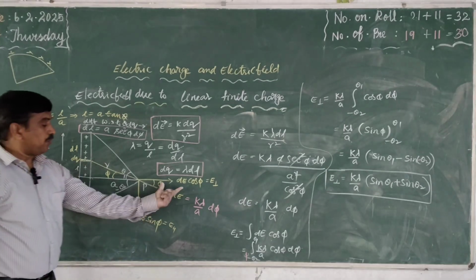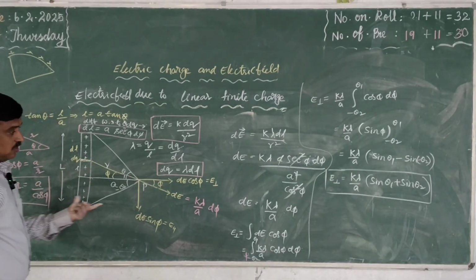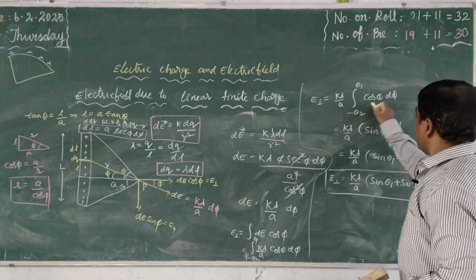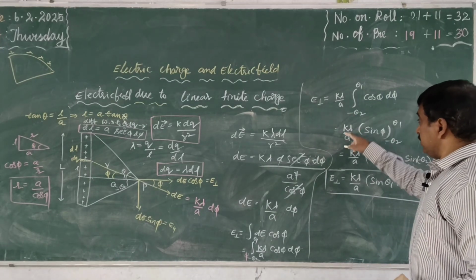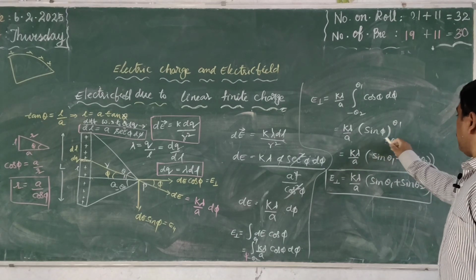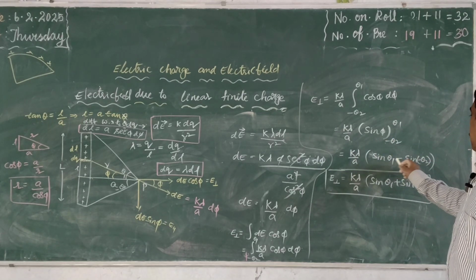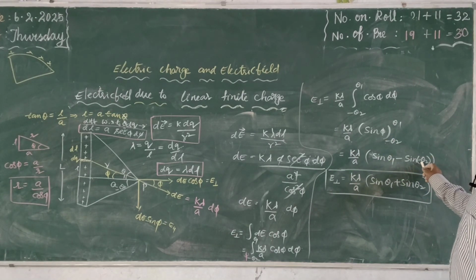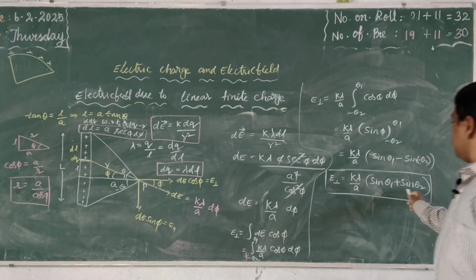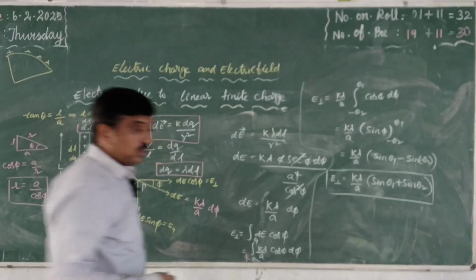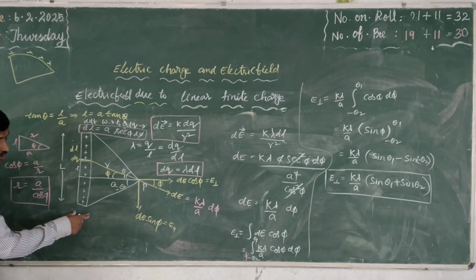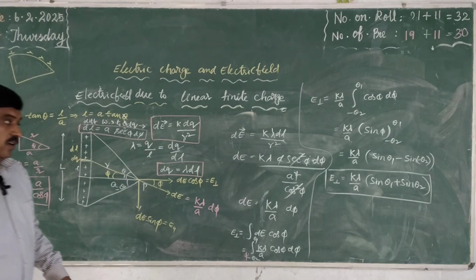Now we find the electric field perpendicular to this linear finite charge. So that is k lambda by a cos phi d phi. K lambda by a is constant, so we write it outside. The integral of cos is sin phi. Upper limit first, lower limit next: sin theta 1 minus sin of minus theta 2. Minus sin theta, so minus minus becomes plus: sin theta 1 plus sin theta 2. This is the perpendicular electric field due to this linear finite charge.